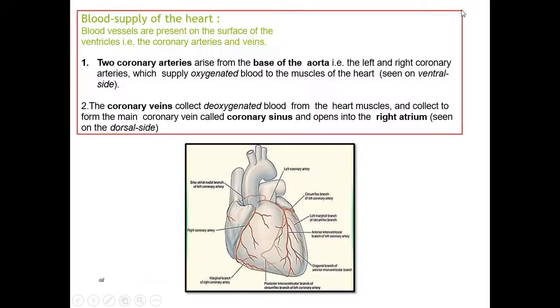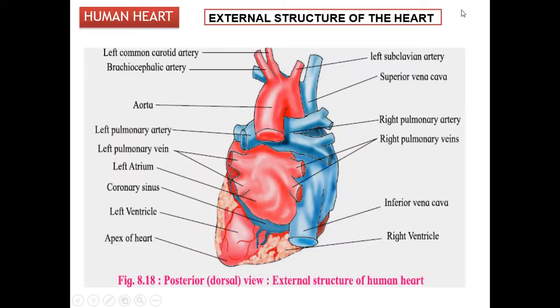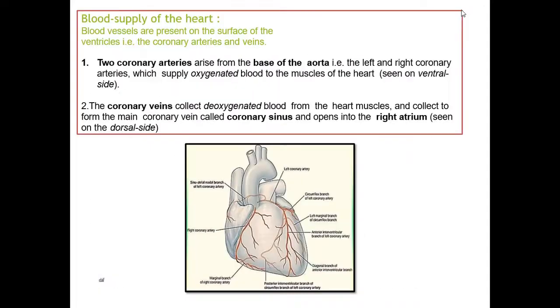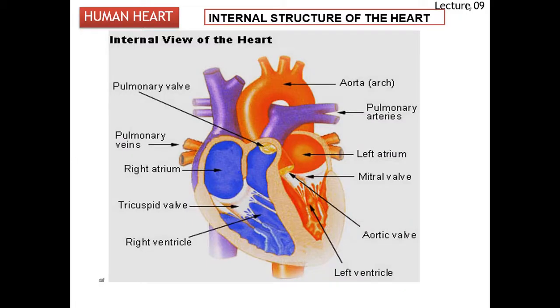In the last lecture, we completed the chambers and the external structure of the heart. Now, from lecture number 9 onwards, we will see the human heart and its internal structure. As you see here, the internal structure of the human heart comprises different parts.